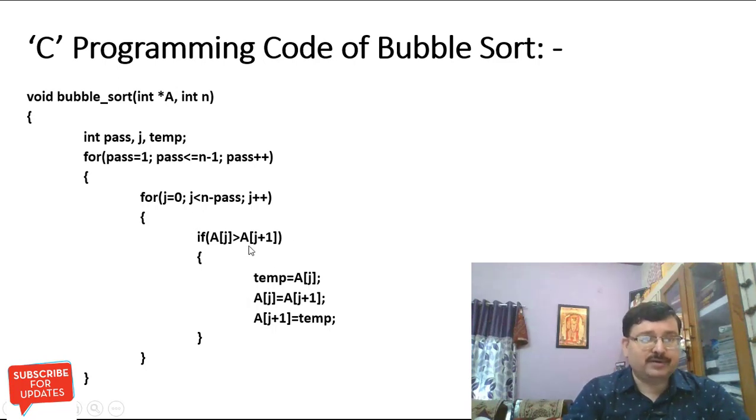And if a[j], the first element, is greater than the second one, then only swapping is required. Otherwise, it will do nothing.